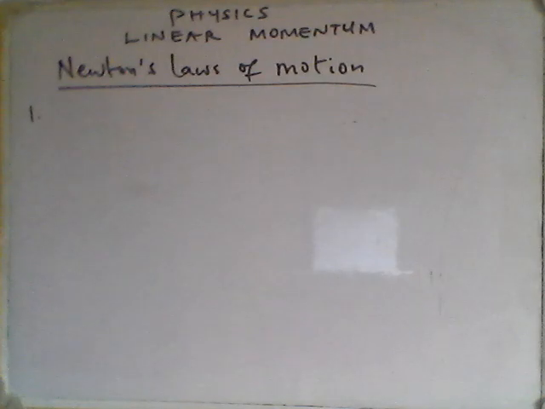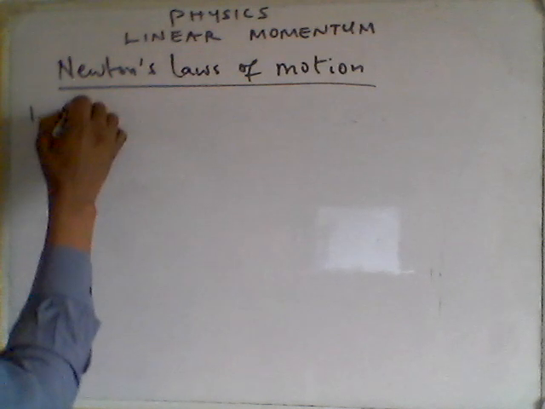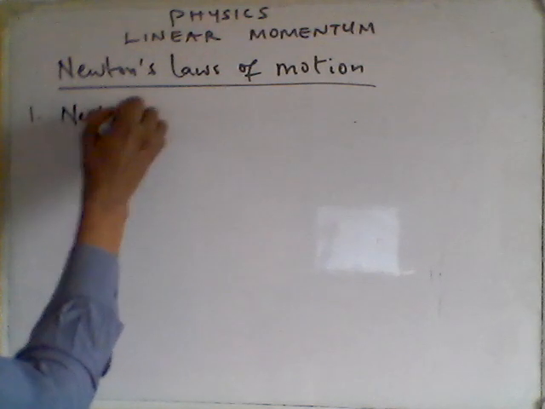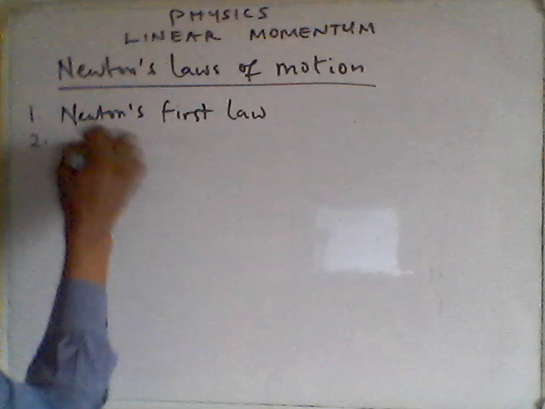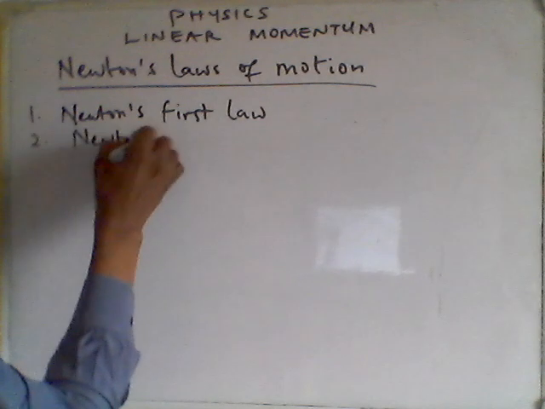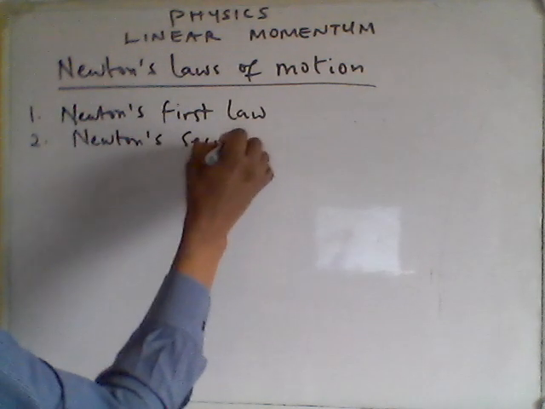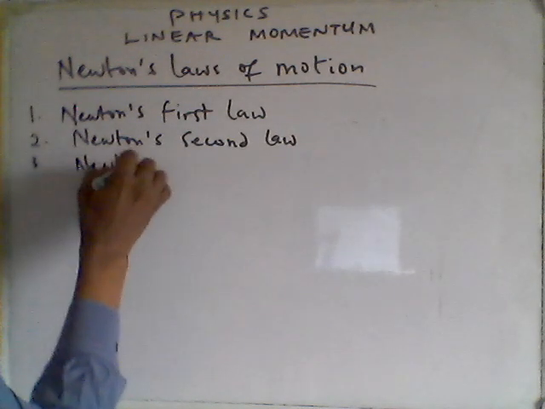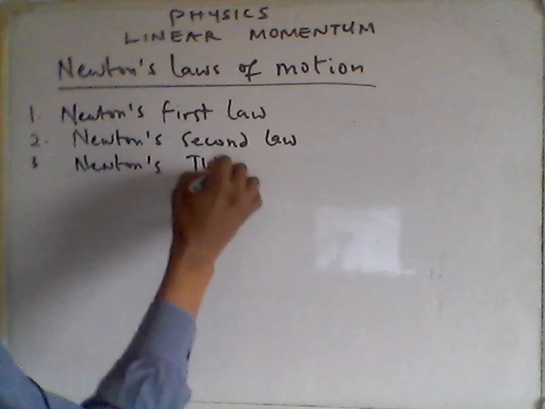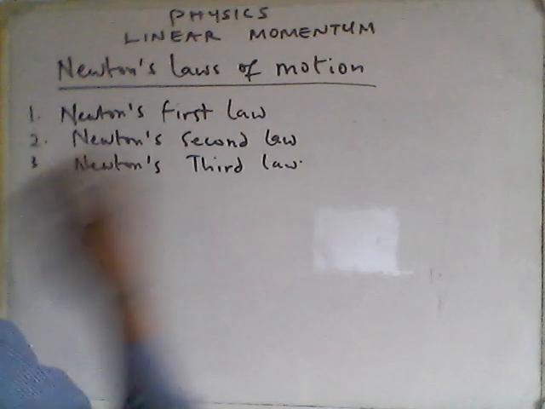So there are three laws of motion, that is, Newton's laws of motion. The first one is the law of inertia, the idea of inertia. So you have Newton's first law. Secondly, you have Newton's second law. And thirdly, you have Newton's third law. This is how we have them.